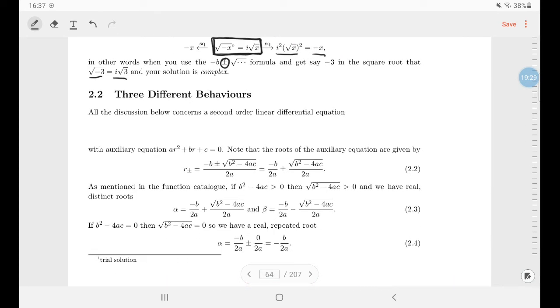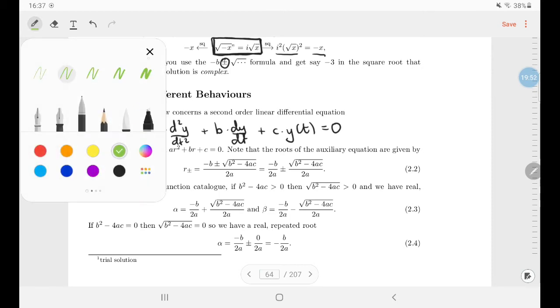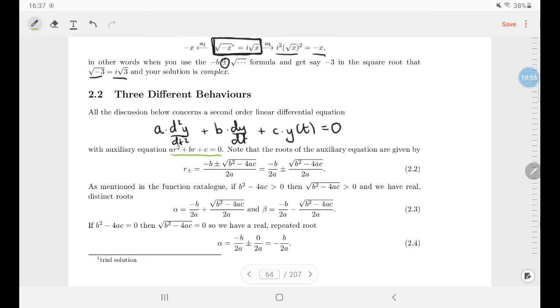So all the discussion below concerns a second order differential equation. Now I don't know how far we're going to go here. So you have a times the second derivative plus b times the first derivative plus c times what you're looking for. You go straight to the auxiliary equation. Now you find the roots. What I'll be recommending is you factorize and then solve that equal to 0. But theoretically, at the end of the day, you're going to get the same as the minus b formula.